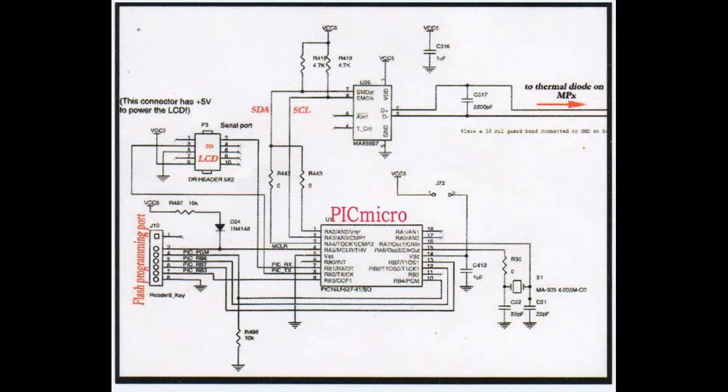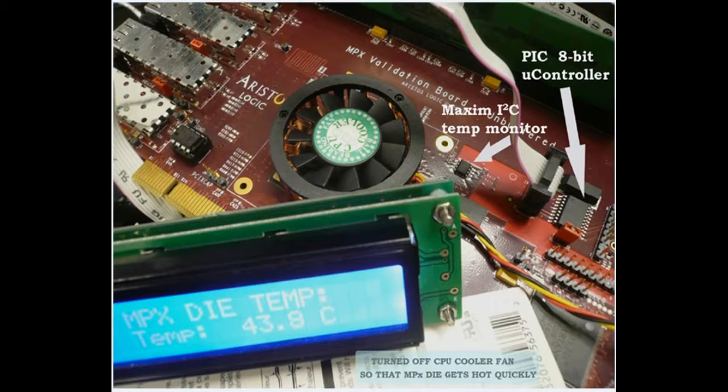Finished product is here. It's called the MPX validation board. You can see the Maxim 6657 here. You can see the PIC 8-bit microcontroller. And this header right here goes to the serial port right here.